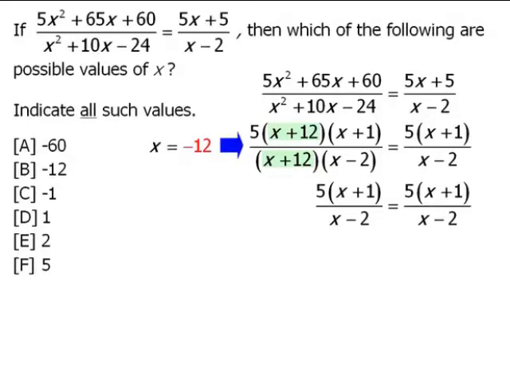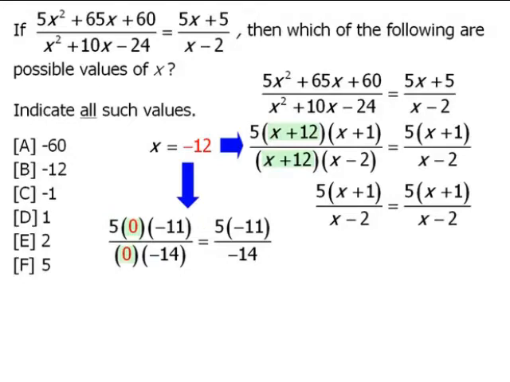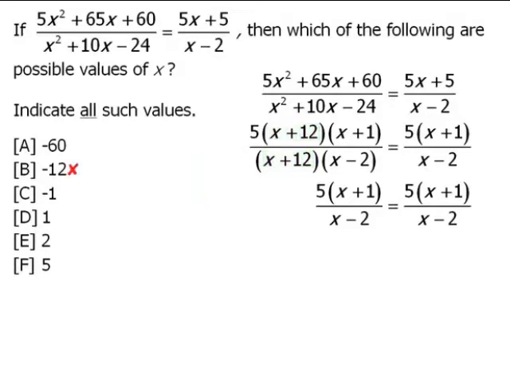Notice what happens when x equals negative 12. When we plug negative 12 into our expression here, we get the following. And when we simplify, we get 0 over 0 is equal to 55 over 14. So as you can see, our equation does not hold true when x equals negative 12. As such, negative 12 is not a possible value of x.